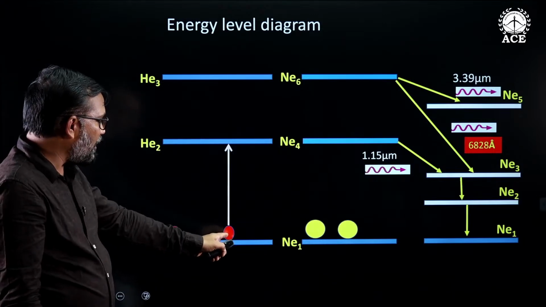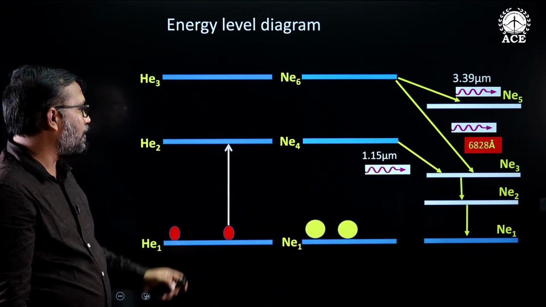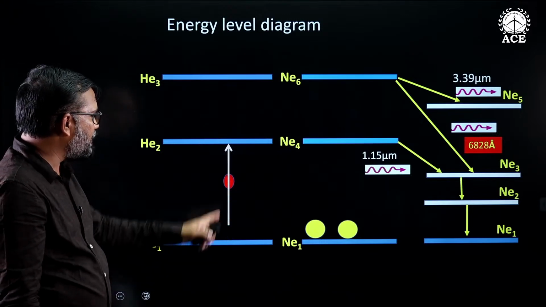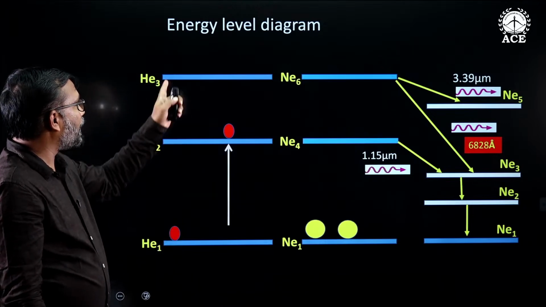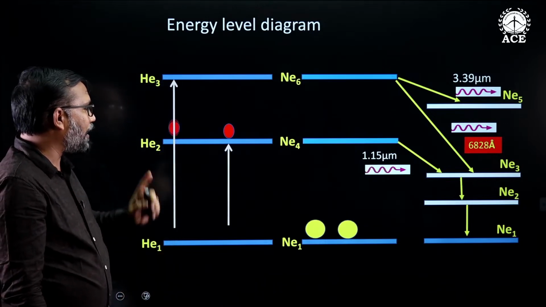So this helium atom is exciting to this helium-2 level. Because of the collision of an electron, it is exciting. Next, this is one more helium atom. It is also going to be excited to another level, helium-3, due to the collision of an electron.